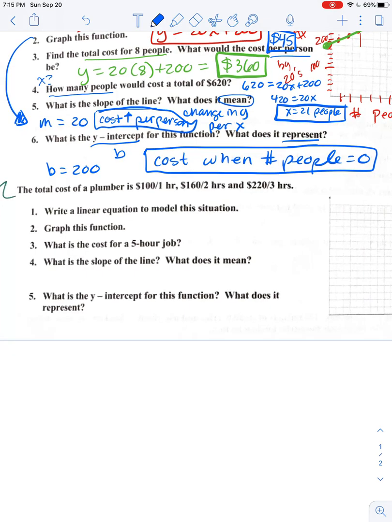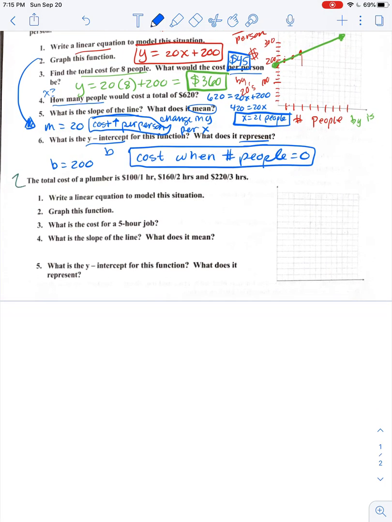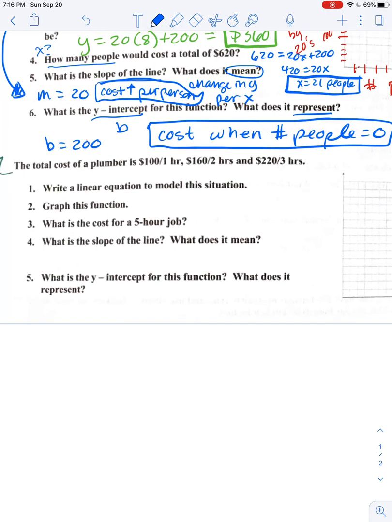Okay, so all of the problems on this page are going to play out to some degree in the same manner. You're going to have to find the equation based on the information given. Now, this one is not giving us the information in the same way. It says the total cost, and I'm going to do my work down here so I'll have some more room. The total cost of the plumber is $100 for 1 hour. So $160 for 2 and $220 for 3. So they're actually giving us some values.